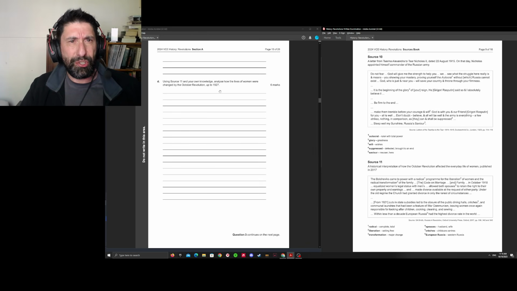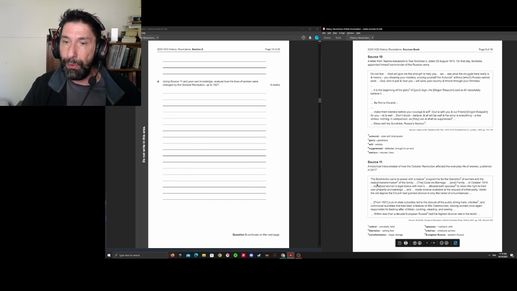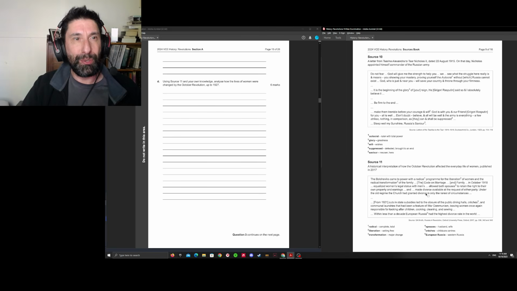Many students would have come in, in preparation, with their own knowledge including information about the marriage code. So a little bit of a difficulty with this response is that the source already refers to the marriage code, which means there goes some of your own knowledge out the door. You can't really use points about the marriage code unless you've got extra information which isn't included in the source. But on the positive side of things, you can use your reference in source 11. You're obviously going to refer to the marriage code, okay?